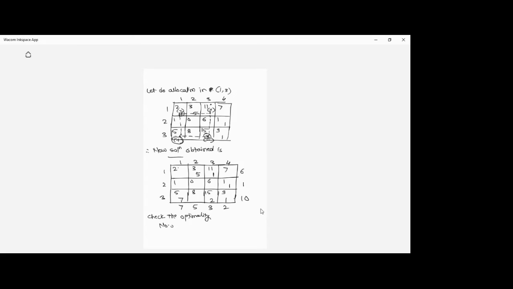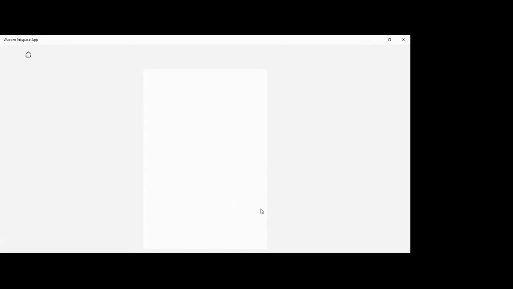The number of allocations here: 1, 2, 3, 4, 5 and 6. m plus n minus 1 is equal to 6, hence we are going to proceed and again check the optimality. How will the optimality be checked? It will be done by the UV method. I'll write the obtained solution on a new page so that we get ample space to understand the procedure.